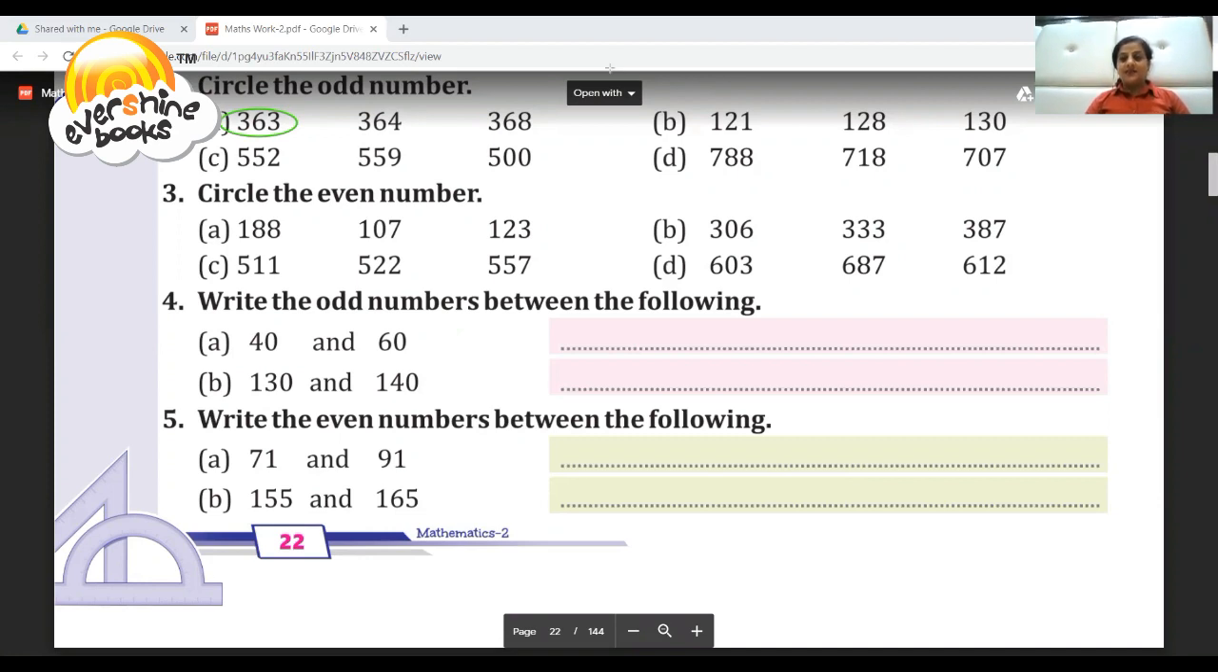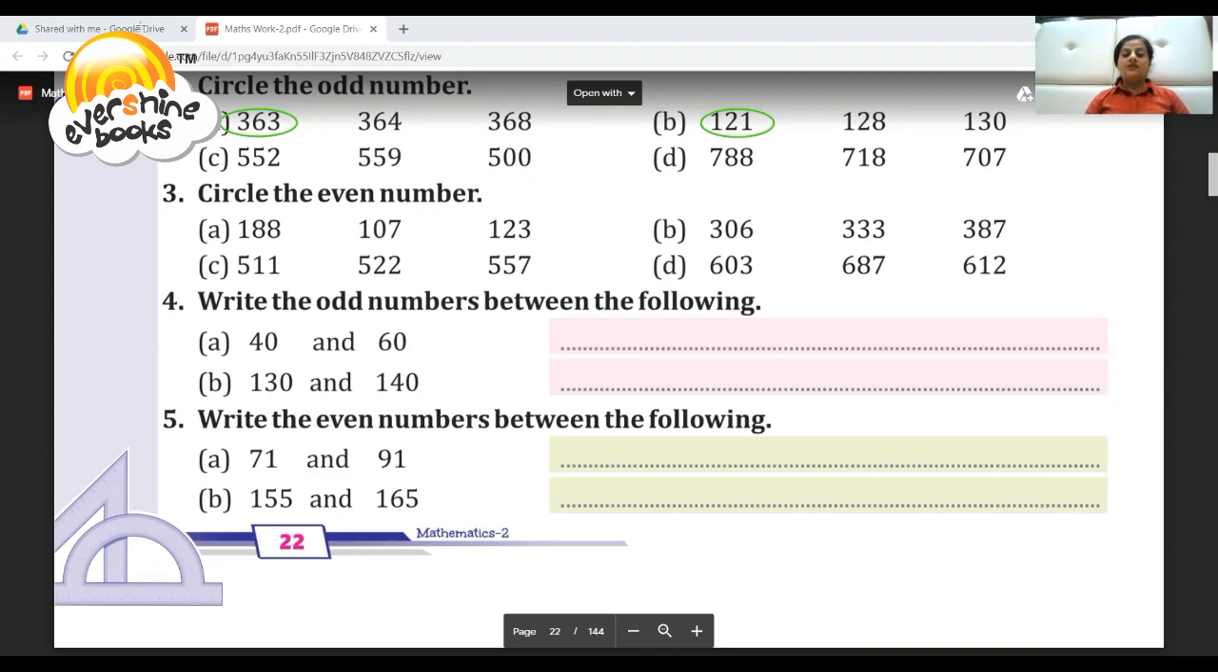Next is 121, 128, 130. But here we got our answer because it is 1 at one's place and 1 is already an odd number. So we got our answer, that is 121. This is our answer.